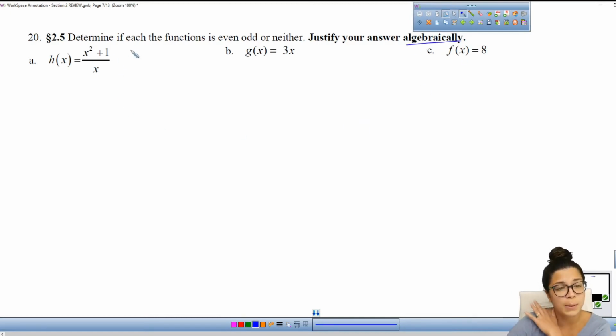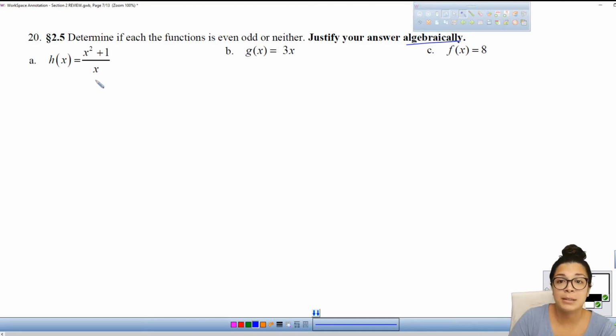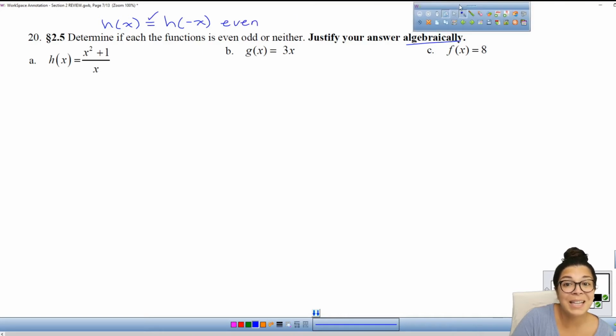So looking at this first one, we don't have any inclination of what kind of function this is yet, but we could still find out whether this is even, odd, or neither algebraically. So remember to do that. We're going to test if h of x, the original function, equals h of -x. If this is true, then it is even. If it's not even, then we're going to check if it's odd.